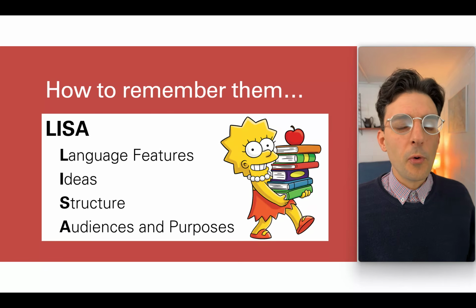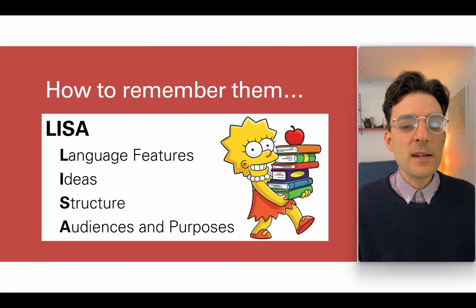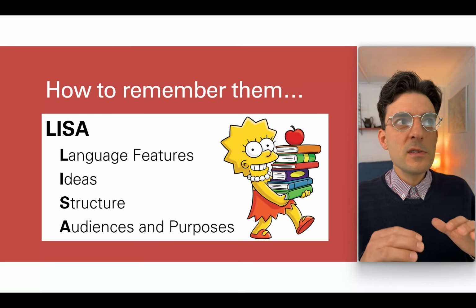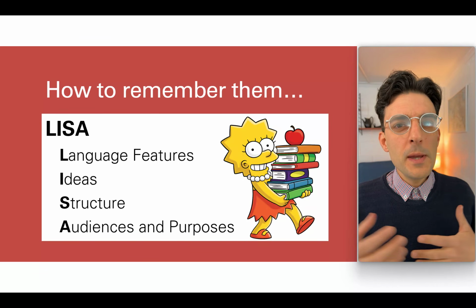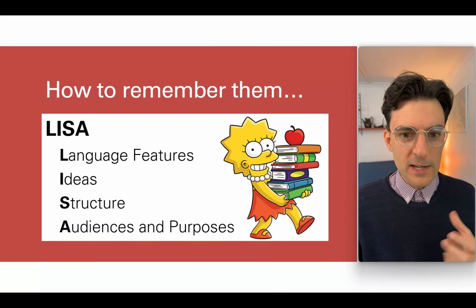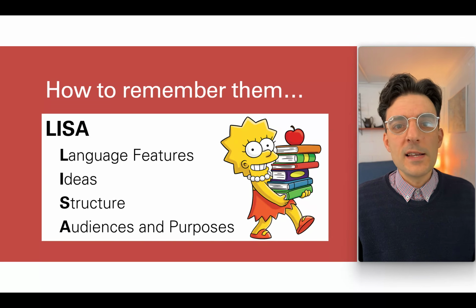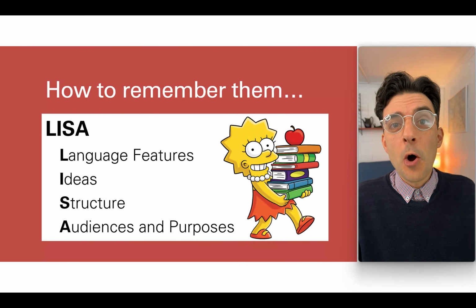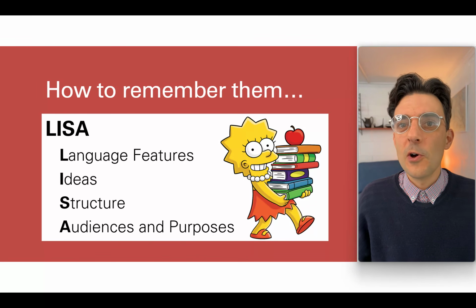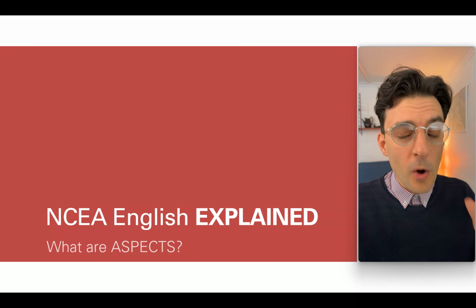And just a closing thought on this, something I maybe should have mentioned at the beginning of the video, is another thing to consider with aspects is that all texts have them, okay? That's probably why we have the four aspects we do, because all texts have these four aspects, right? It'd be a pretty terrible text if there were no ideas in it, or if there were no language features being used, or if it was structurally a mess. So all texts have these four aspects in some way, shape, or form, and your job as an English student is to figure out how they've been used and discuss them within an assessment. So, yep, I hope that has been helpful. That is my video on NCEA English Explained, talking about what are aspects.